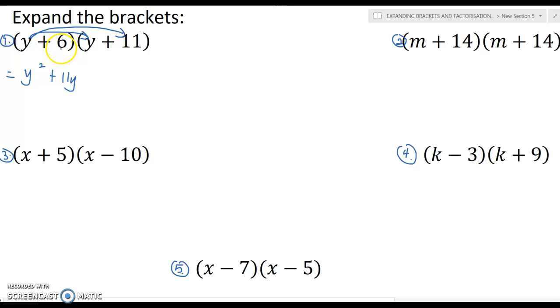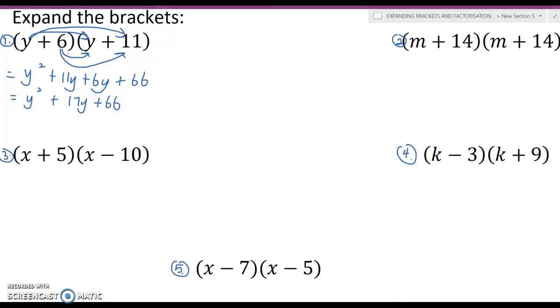And now the inner number, that's 6. 6 times y is 6y. And then 6 times 11, so we get plus 66. And then we just simplify here. So we get y squared plus 17y plus 66. So far, so good, right? All right, so let's go on to number 2.